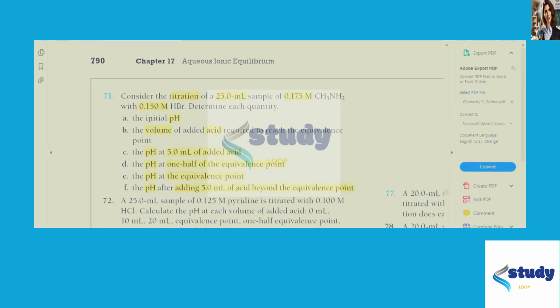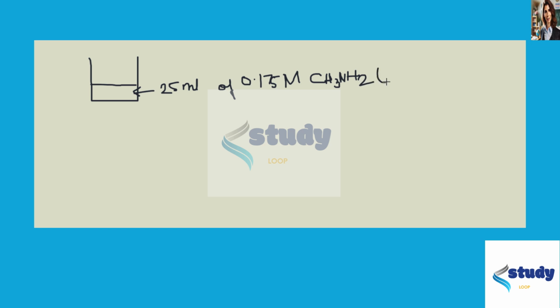New page. The first thing they want us to calculate is the initial pH. To know the initial pH, you have to know the initial state of the system. In the initial state, before you add the acid, you have a beaker that has 25 milliliters of 0.175 molar CH3NH2, which I hope you guys remember is the base.